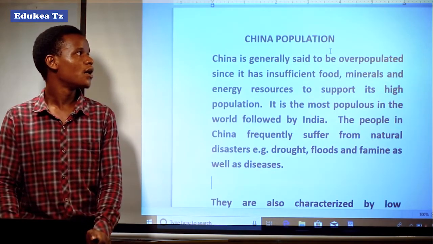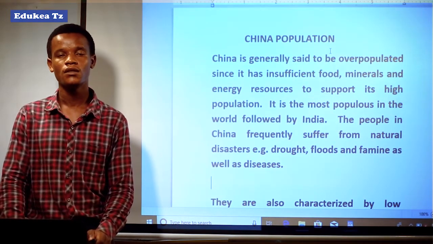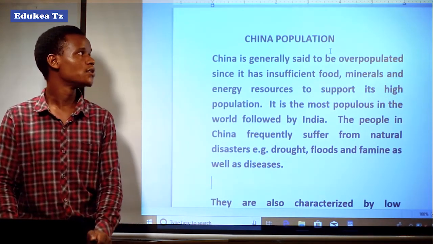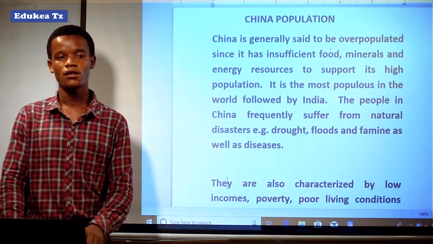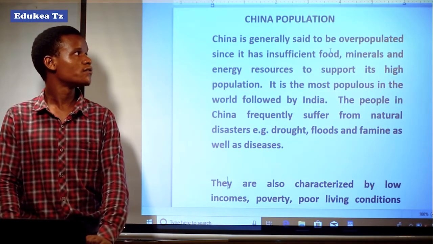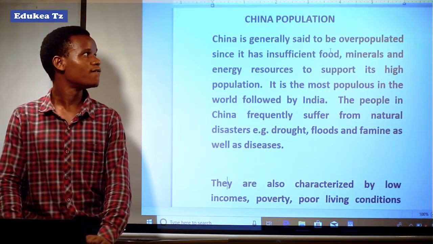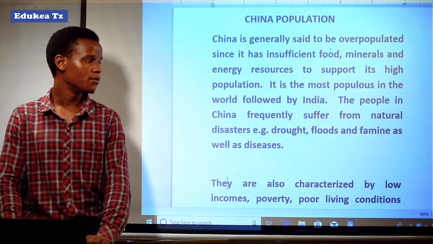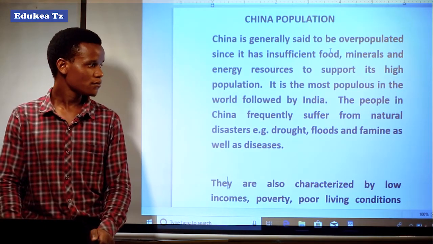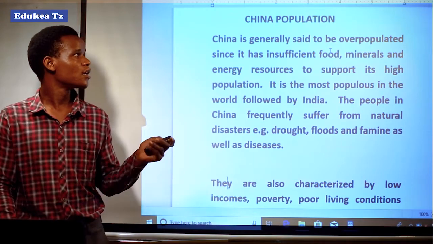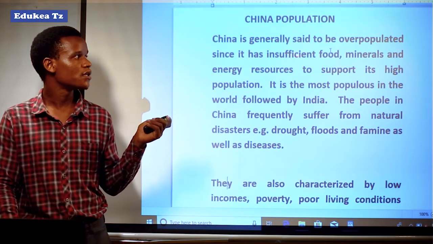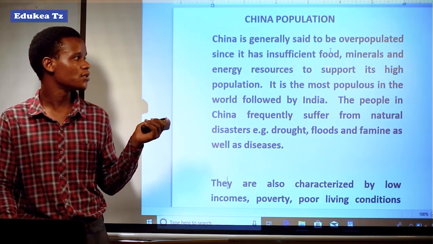So after finishing there, let us now see the case studies. We are going now to see China's population. As you know, China is among the countries that have a large number of people in the world. China is a country found in the Asian continent. China is generally said to be overpopulated since it has insufficient food, mineral, and energy resources to support its high population.